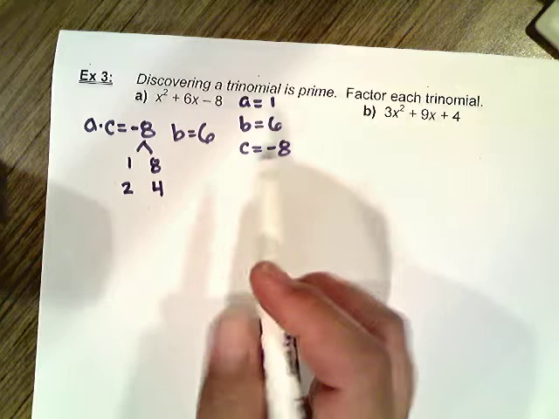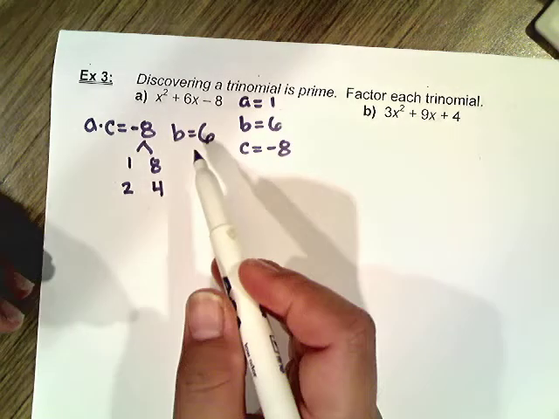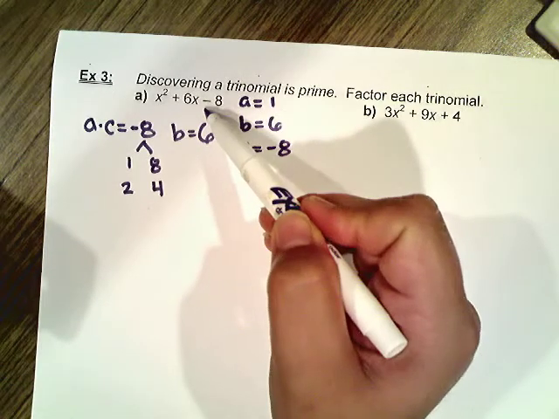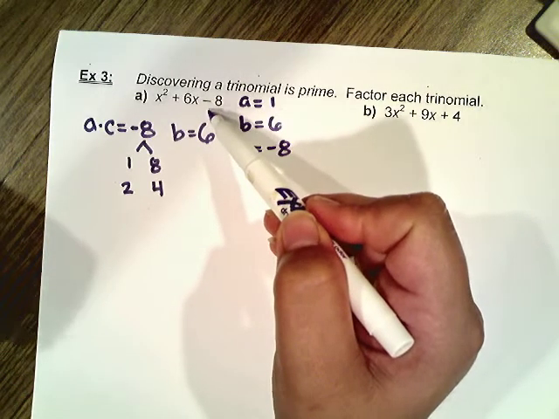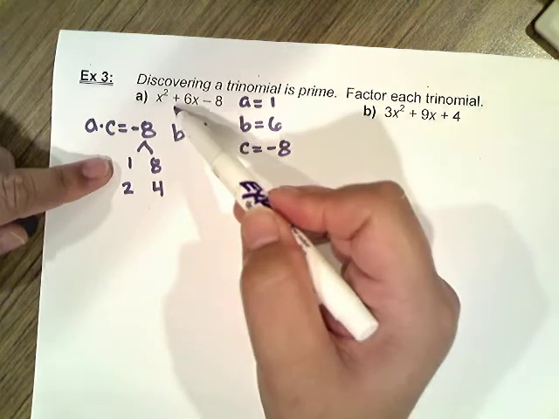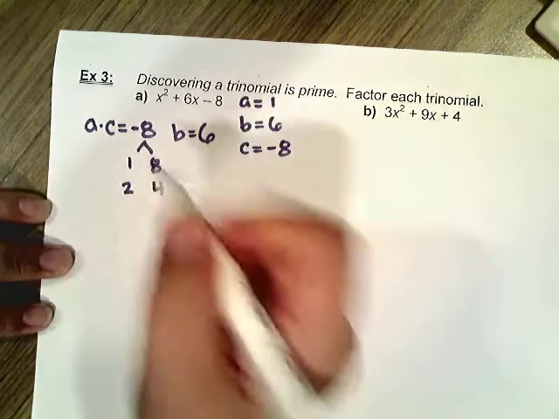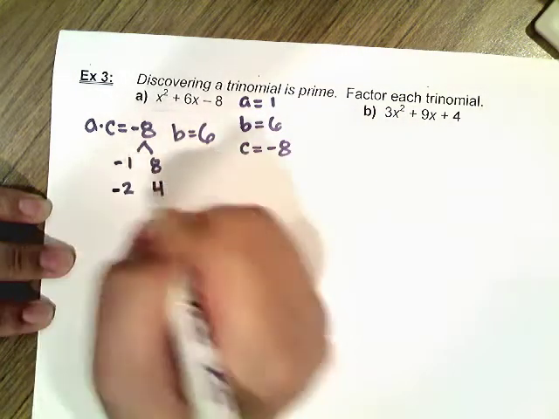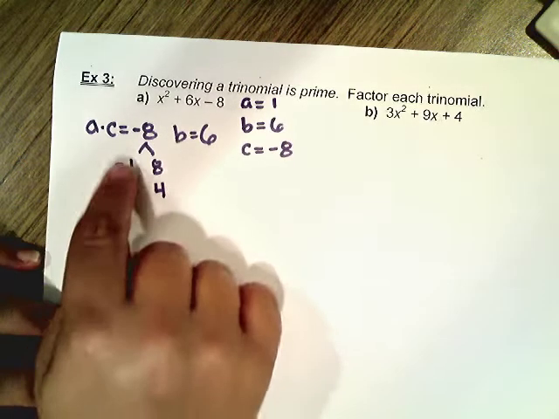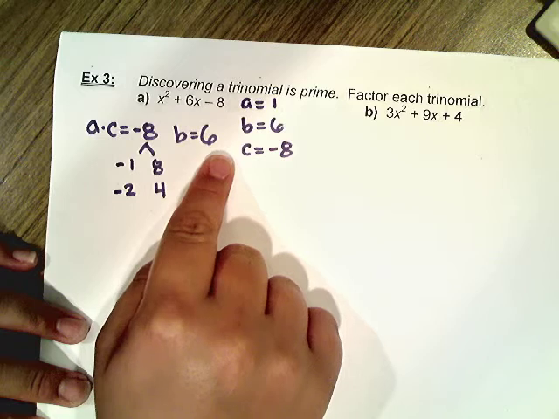Now, at first glance, you might automatically say, oh, well, 2 and 4 is going to add up to 6, no problem. But remember, you need to take into consideration the signs. So we look at the C value, that's a negative sign. That means that our signs for these are going to be different. And the larger number is going to match B, so the larger number is going to be positive, and the smaller number is going to be negative. Now, do either of these pairs add up to become 6? And the answer is no.